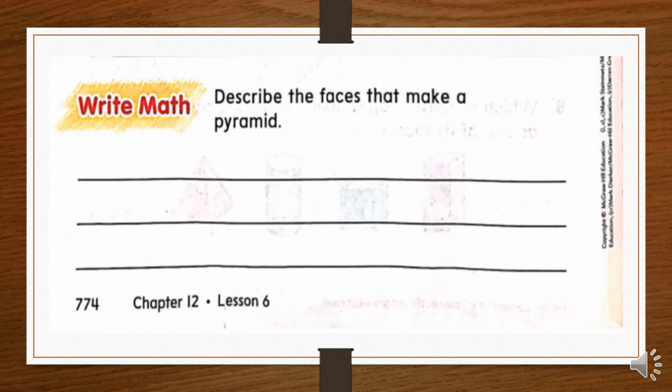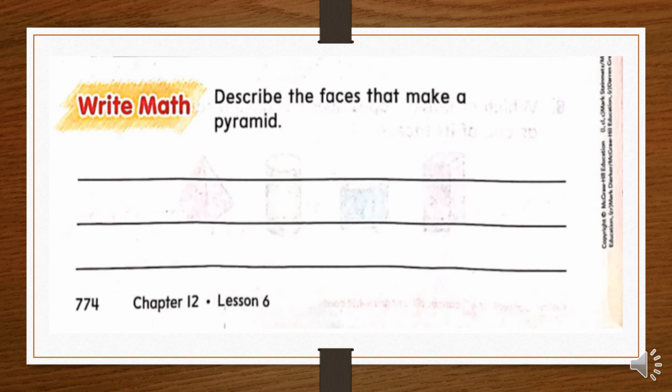Write math. Describe the faces that make a pyramid. You need here to write about the pyramid that it's one of the three-dimensional shapes, and to write about the faces of the pyramid, which are triangles, and to write about the base if it's a square base. So you need to write that a pyramid is a three-dimensional shape. It has 5 faces. The base is a square and the other faces are triangles.